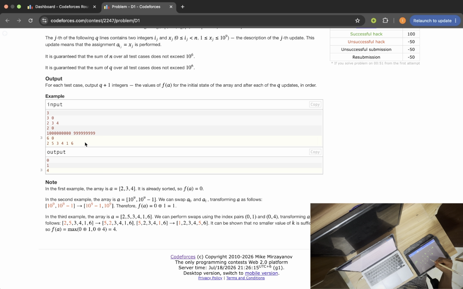1, 2, 3, 4, 5, 6. 2, 5, 3, 4, 1, 6. 1, 2, 3, 4, 5, 6. Yeah. Where's the XOR? XOR is 3. It's on its place. It's on its place.